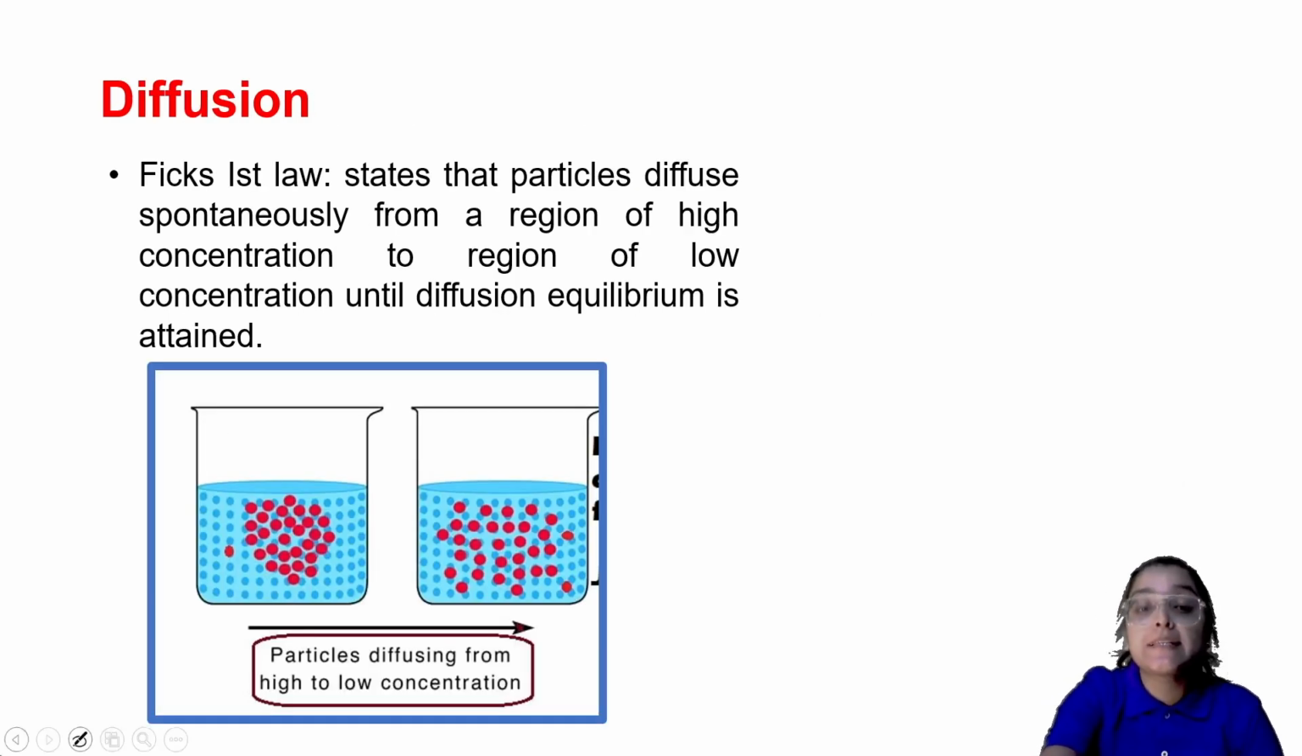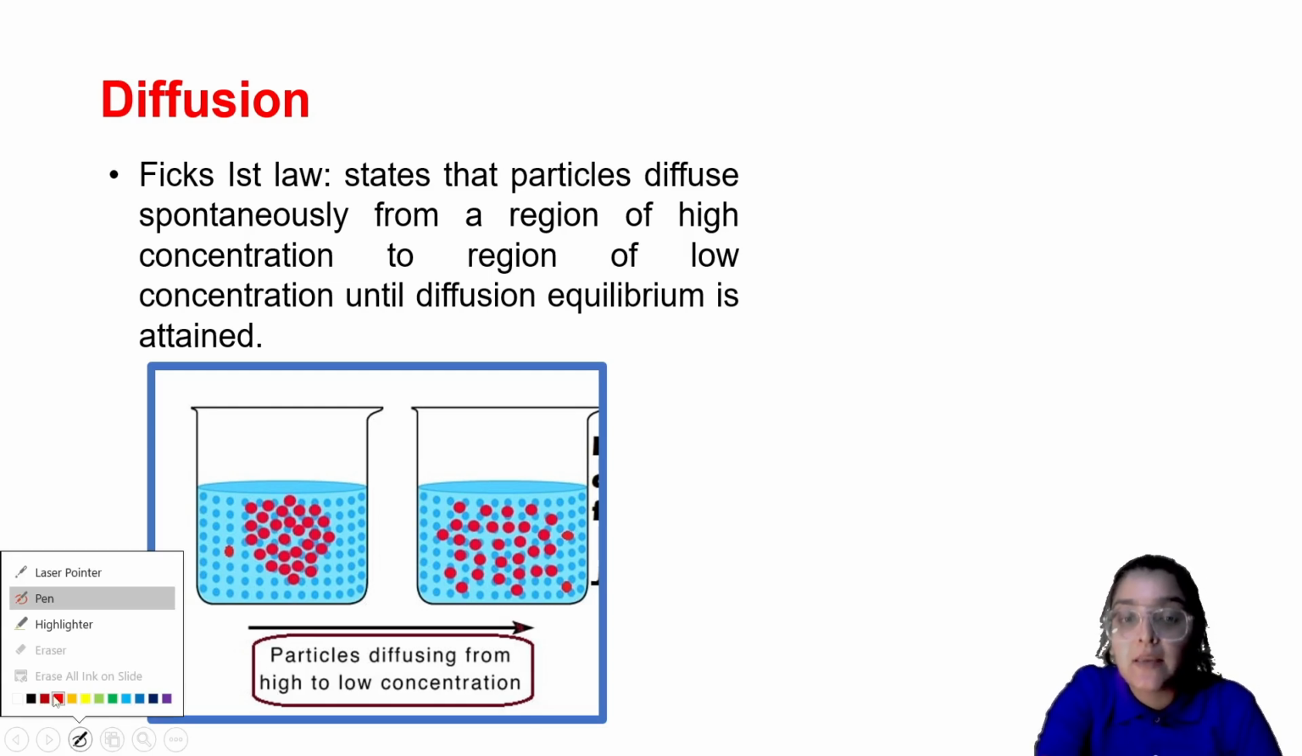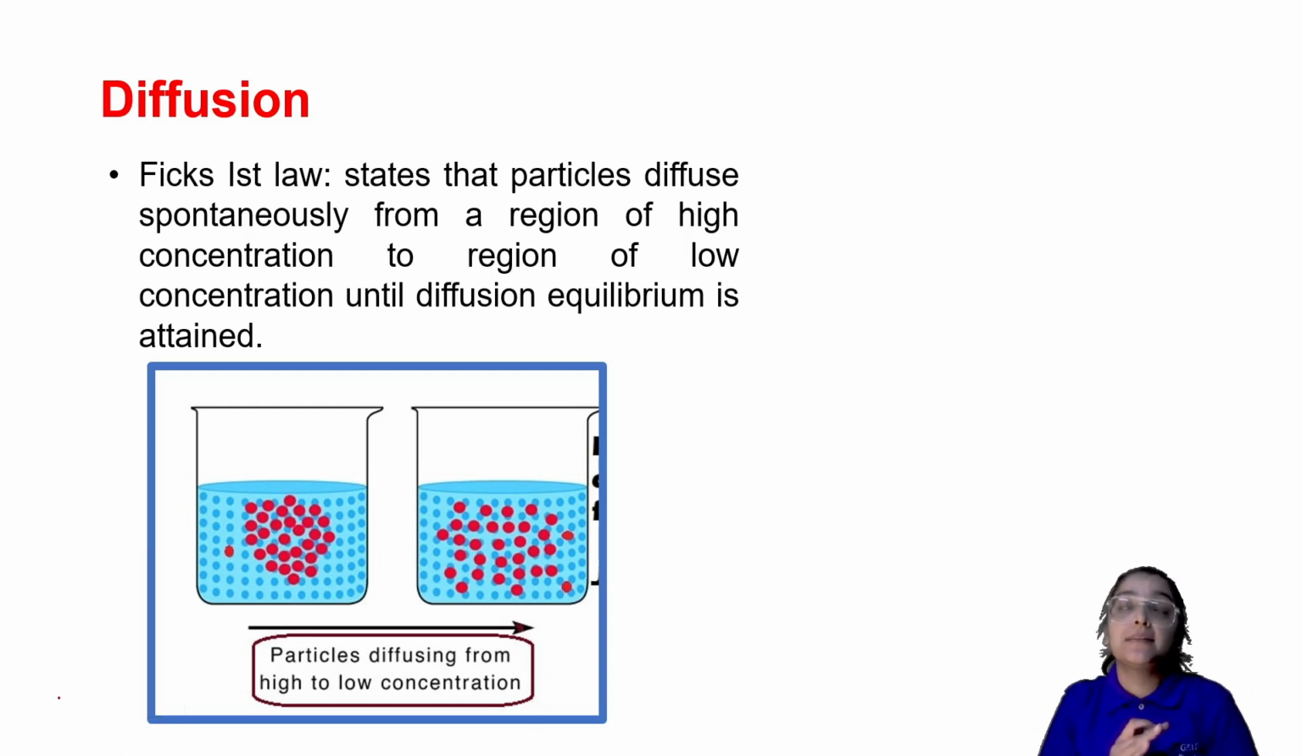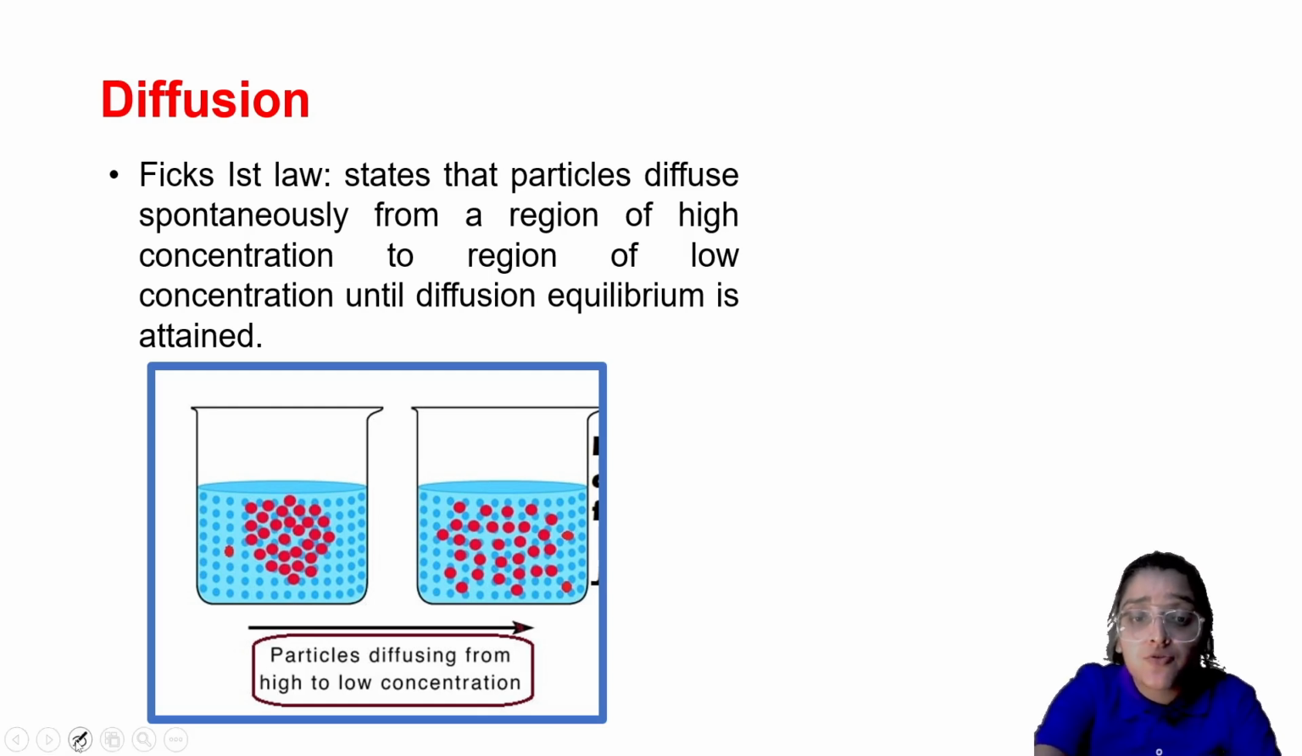Next kinetic property is diffusion. We have already seen what diffusion includes, that whenever the particles tend to move from a region of their higher concentration to a region of their lower concentration until the equilibrium is maintained, right? So you can see in the image as well, the particles are diffusing from their higher concentration to a lower concentration. Now this happens until the diffusion equilibrium is attained. The particles tend to move from the higher concentration to a lower concentration.